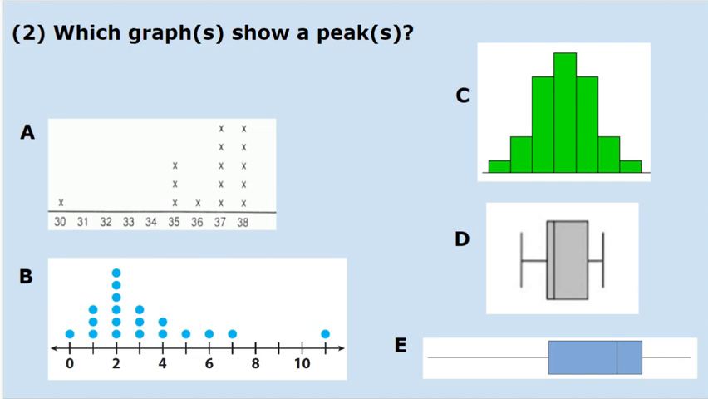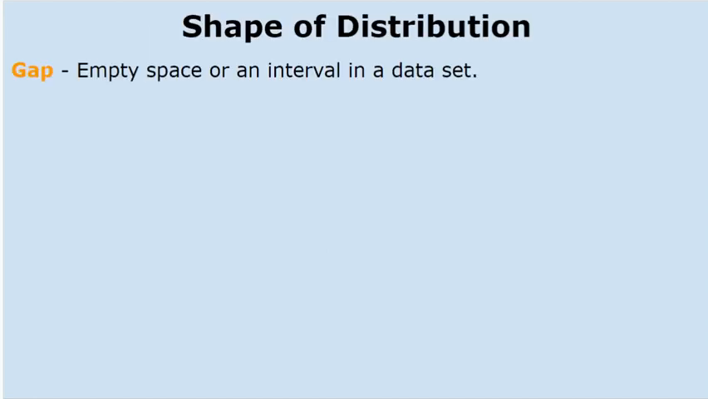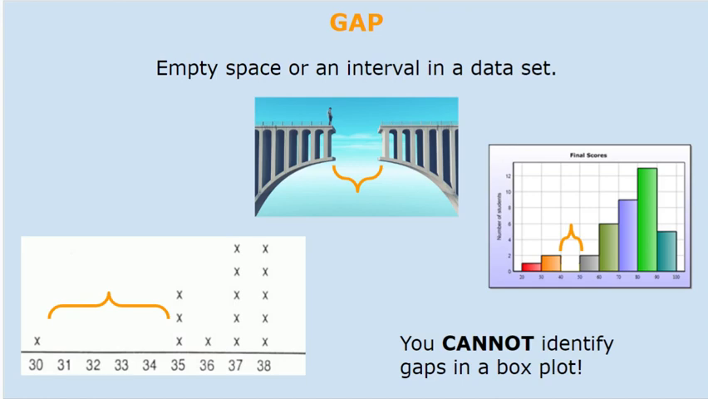The next term is gap. Gap suggests an empty space or an interval in a data set. You can visualize a gap quite easily. That bridge has a missing piece. There's a gap between the left side and the right side of the bridge.